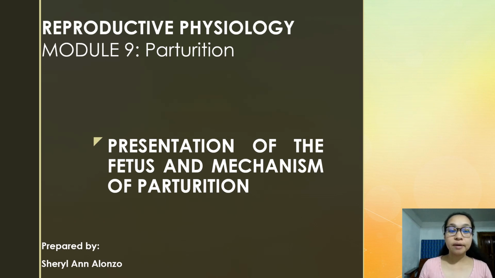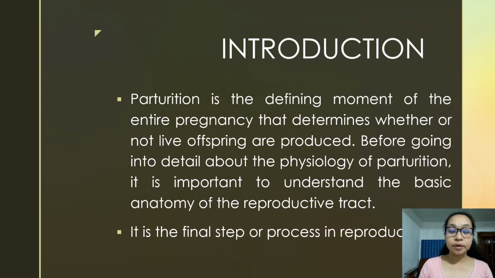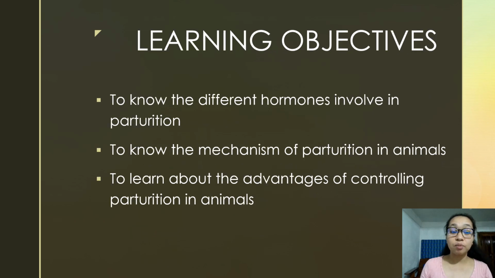Hello everyone, this topic is on parturition, the presentation of the fetus, and the mechanism of parturition. As an introduction, parturition is the defining moment of the entire pregnancy that determines whether or not live offspring are produced. Before going into detail about the physiology of parturition, it is important to understand the basic anatomy of the reproductive tract. Parturition is the final step or process in reproduction.